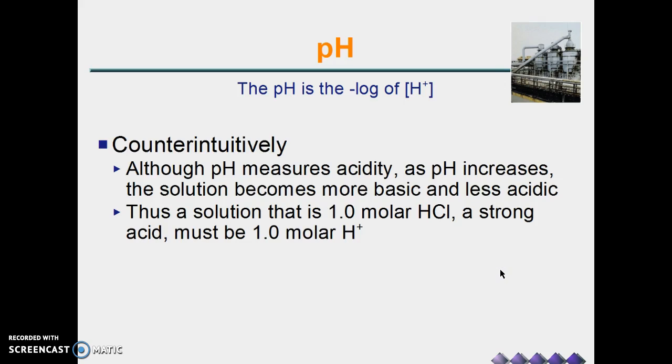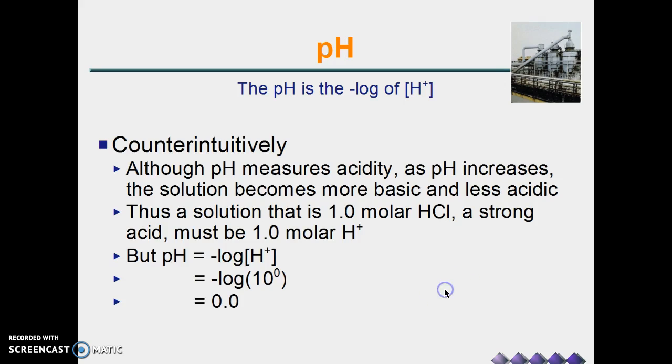A solution that is 1 molar HCl, and HCl is a strong acid, breaks up 100% into ions. It must be 1 molar hydrogen ion concentration. What that means is that none of the hydrochloric acid remains as an HCl molecule in the water. All of it is broken up into hydrogen ions and chloride ions. But the pH is equal to the negative log of the hydrogen ion concentration, which is the negative log of 10 to the 0, and therefore the pH is 0.0.